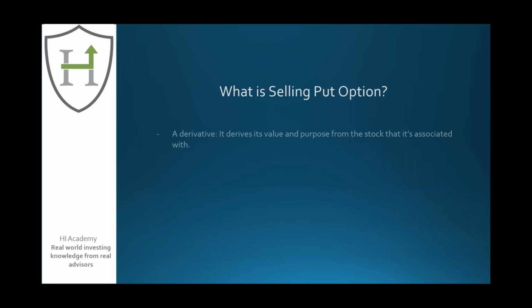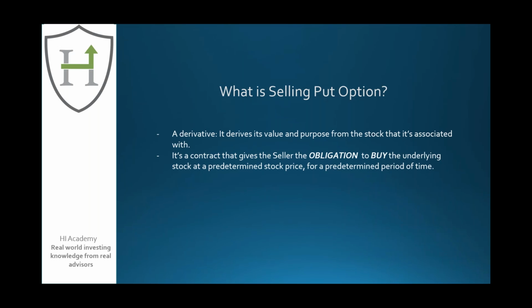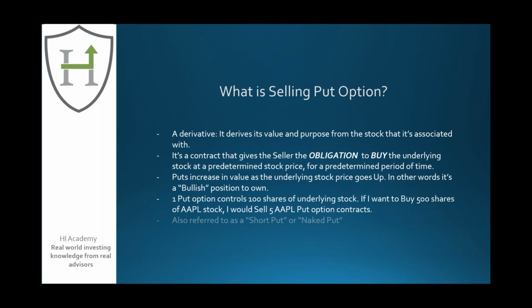Selling a put, as always, is still a derivative, but this contract gives the seller the obligation to buy someone's stock at a certain price for a certain period of time. In this position, you keep your credit as the stock price goes up. It's a bullish position to own, meaning that if the stock goes up to 120, no one is going to obligate you to buy their stock from them at 100. It'll just expire worthless and you'll keep your credit.